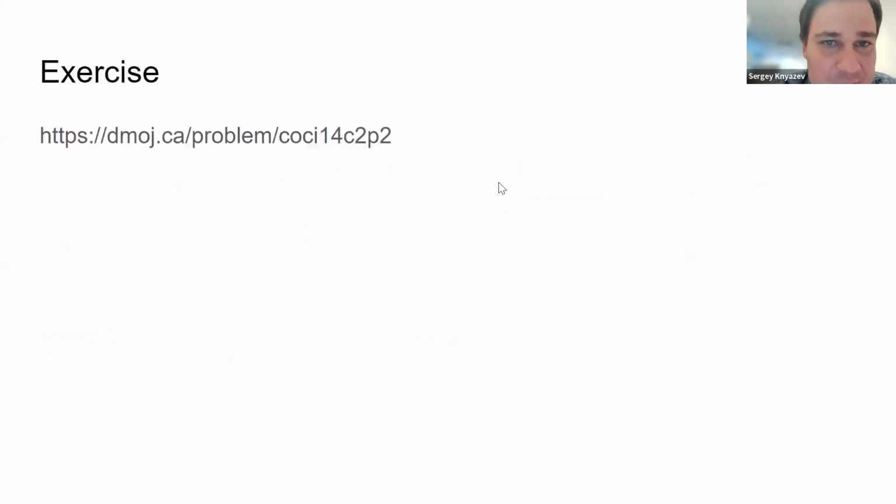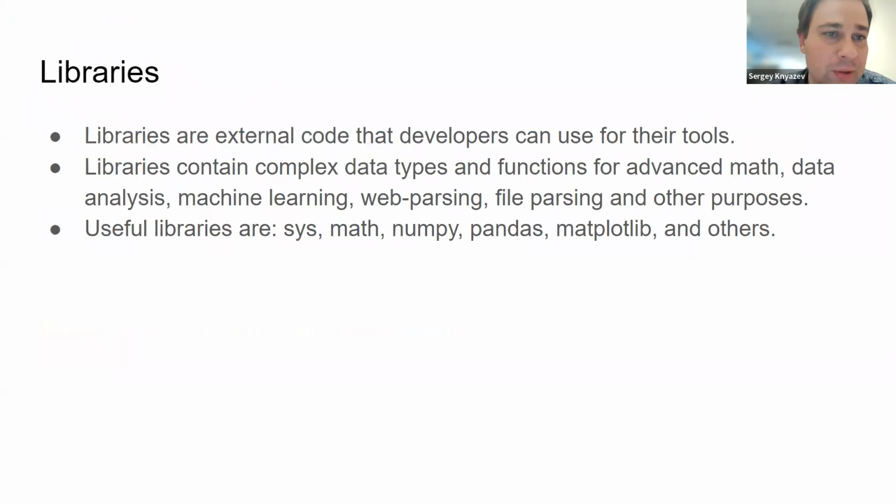So here is an exercise for you that I think you had better do at home. And let's move to our last topic, which is about libraries. So libraries are external code that developers can use for their tools. As I said, during this course we were inventing wheels all the time. And the majority of the code that we have created during this course is already here. And we just need to get an idea of how to find these libraries.